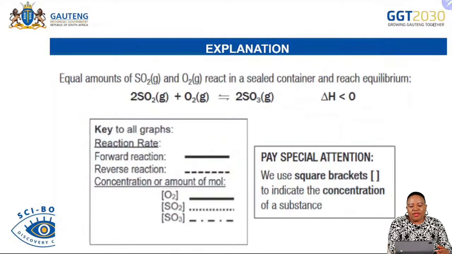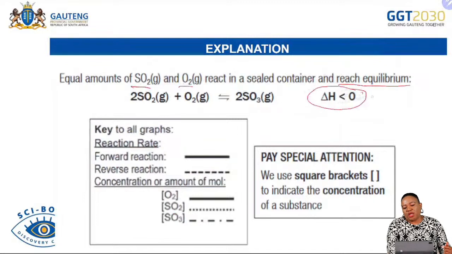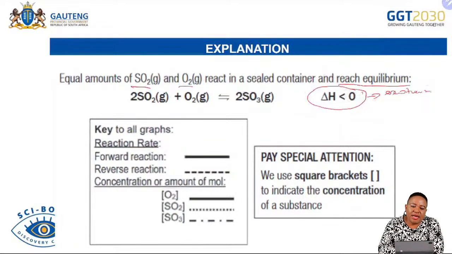Now, let's say an equal amount of sulfur dioxide and oxygen reacts in a sealed container and reaches equilibrium. So now remember, the reaction doesn't come to a stop, but the reaction will reach equilibrium because of the favorable conditions. We are given the heat of the reaction, which is indicating that this is an exothermic reaction. So this is very important that you identify your forward reaction as endothermic or exothermic. And then we are given the reaction: 2 moles of sulfur dioxide react with 1 mole of oxygen to give you 2 moles of sulfur trioxide.